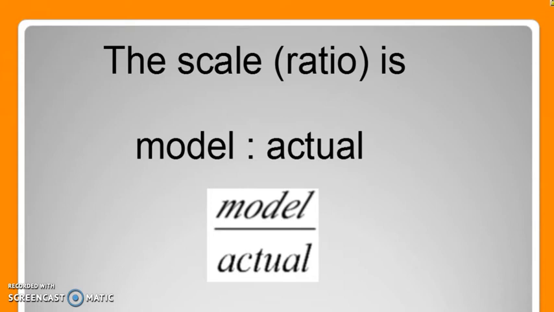To compare the two objects, the model versus the actual, we use what's called a scale or a ratio. We are comparing the size of the model to the size of the actual real version. Most of the time, you will use it in fraction form. We take the model size and we put that in the numerator, and we put the actual size in the denominator.